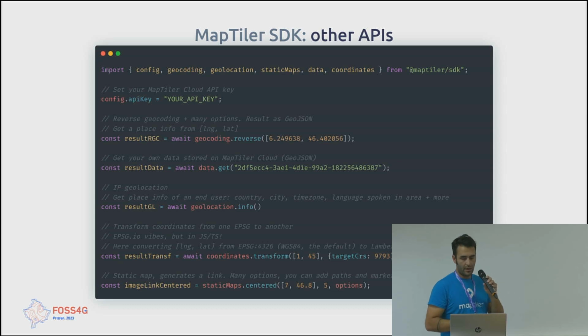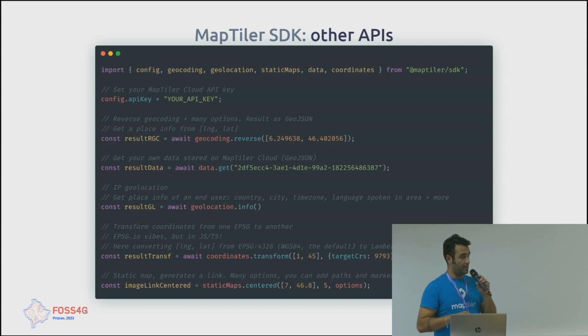In MapTiler Cloud, we also have a service to host your own data. So, for example, your GPS tracks, or any sort of GeoJSON data. And then you're given an ID, so you can fetch them like that, and then you can display them on top of a map. You can also have geolocation. So geolocation is basically giving the location based on your IP. As I say, it's not a precise location, like the location of your own place, but it's usually at the city level.